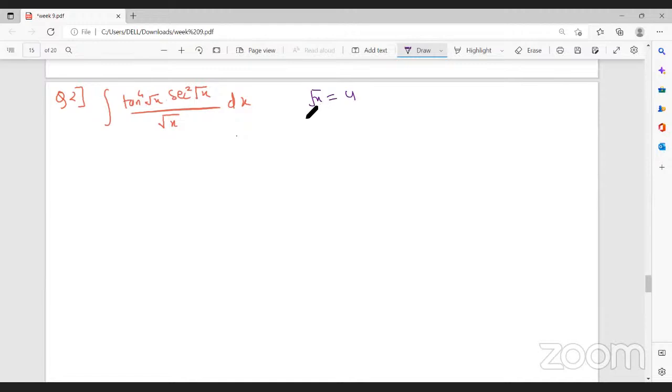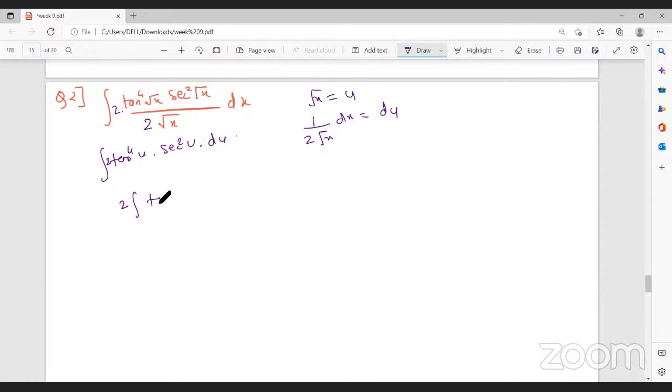Half of 1 by 2 root x is dx, so dx equals du. So what I will get is tan to the power 4 u into x square u. Now I don't have 2 here, so I can multiply and divide by 2 here. So I can write it as du, twice of this particular function.